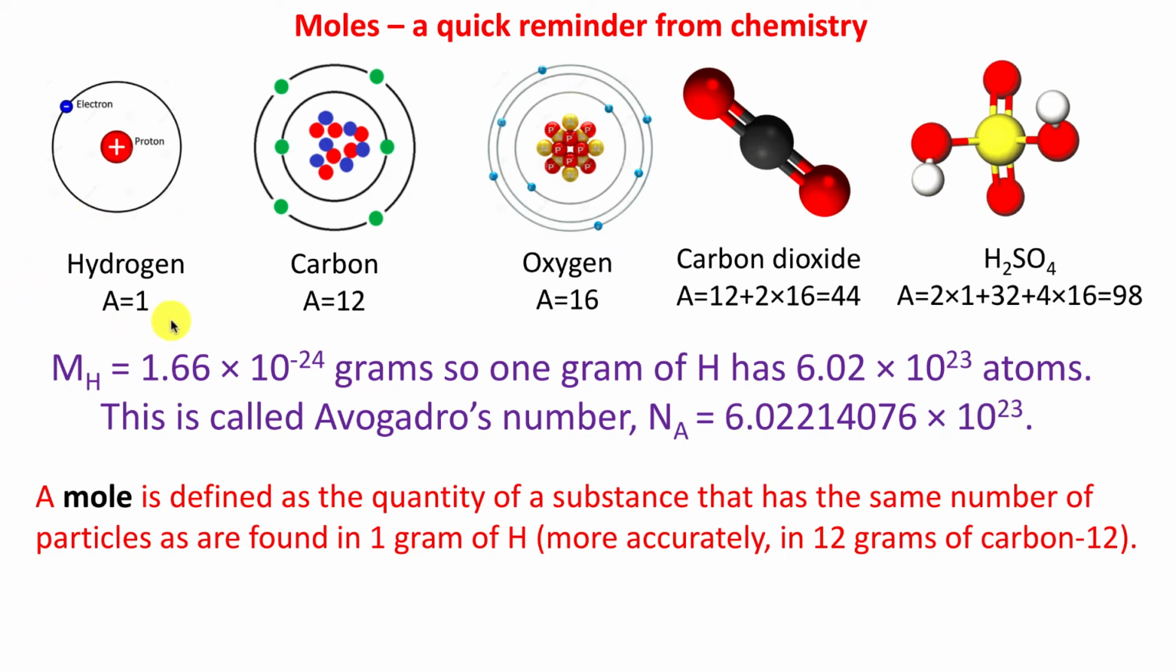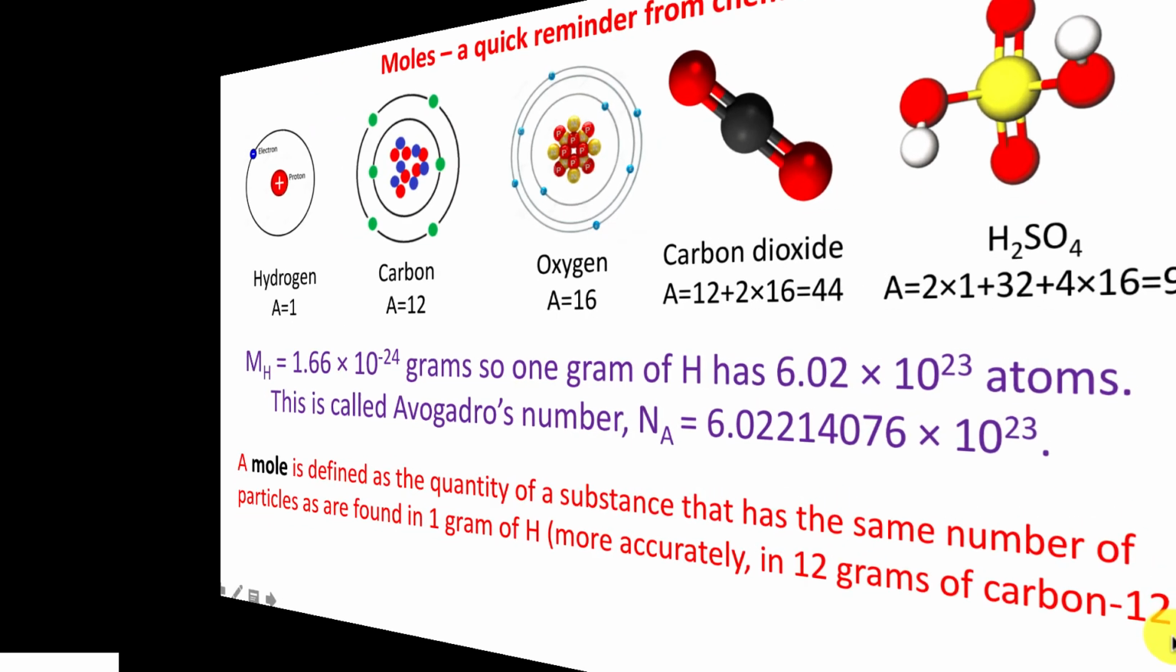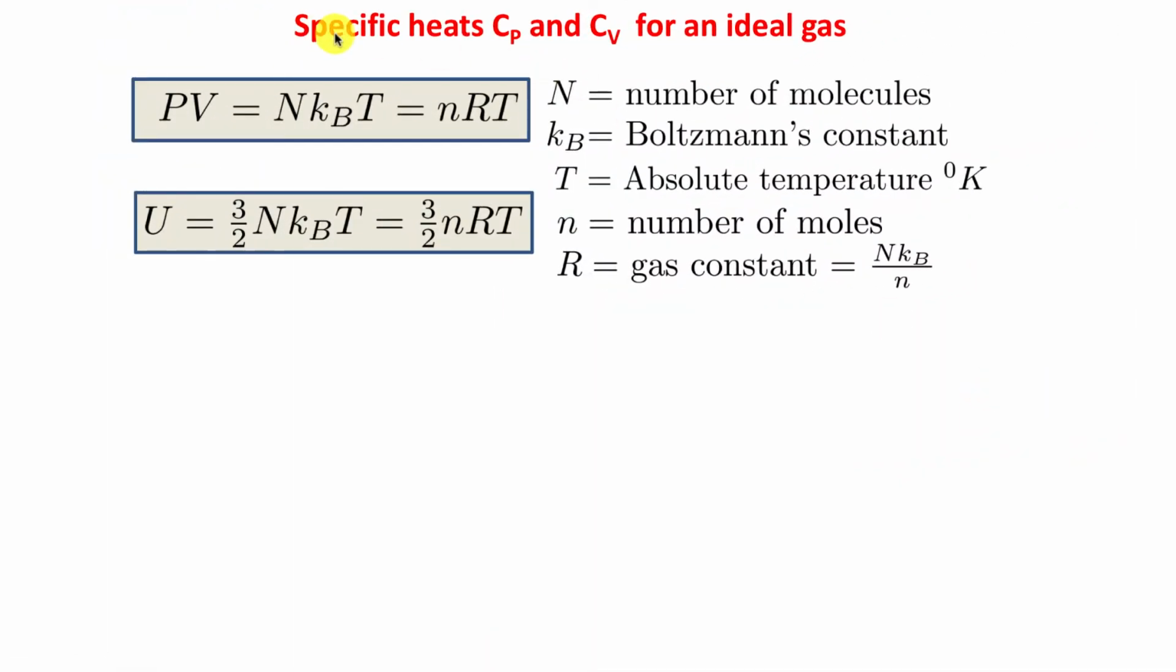I should say that earlier hydrogen was used as the standard, but these days it is more accurate to base everything on carbon-12. So Avogadro's number is the number of carbon atoms in 12 grams of carbon-12. Now let me come to the specific heats, Cp and Cv. By specific heat, I mean we are now going to take an intensive quantity. So I'm going to take 1 mole of an ideal gas while calculating the specific heats.